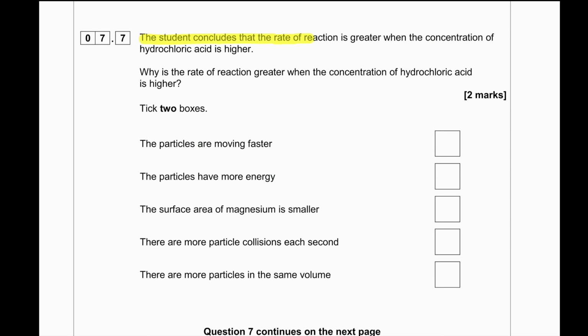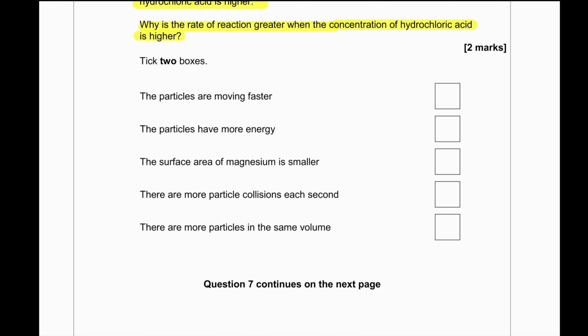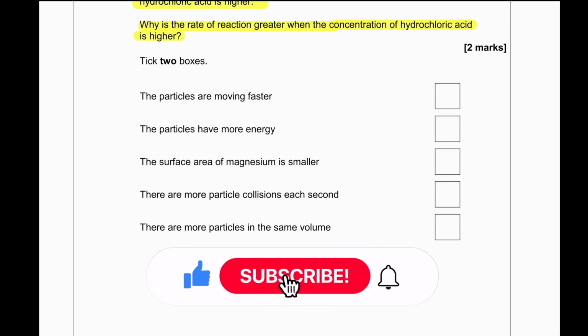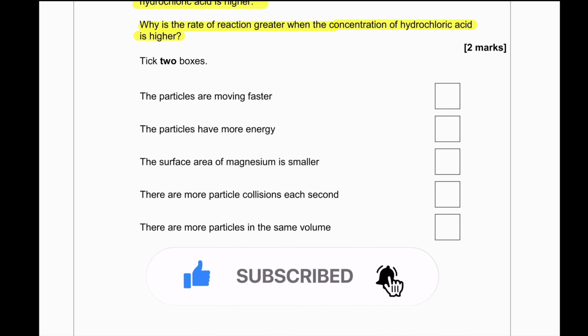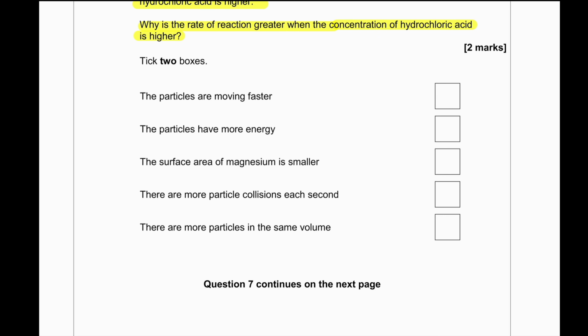The student concludes that the rate of reaction is greater when the concentration of hydrochloric acid is higher. Why is the rate of reaction greater when the concentration of hydrochloric acid is higher? When concentration is higher, there is a greater number of collisions per second. That's one thing. And because there are more particles in the same volume of acid, they are very close together and then they collide more often. So high concentration does not give them energy to move faster, and does not increase the surface area of magnesium. So these last two will not be the answers.